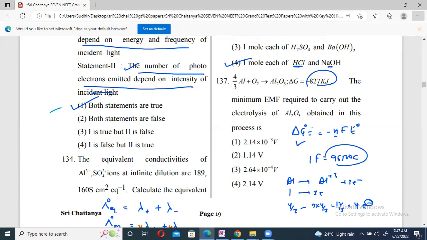F, Faraday, is 96,500 coulomb, and the delta G naught value is taken as minus 827 into 10 to the power of 3 joule. Calculate the value of E naught. The value of E which I got is 2.14 volt.